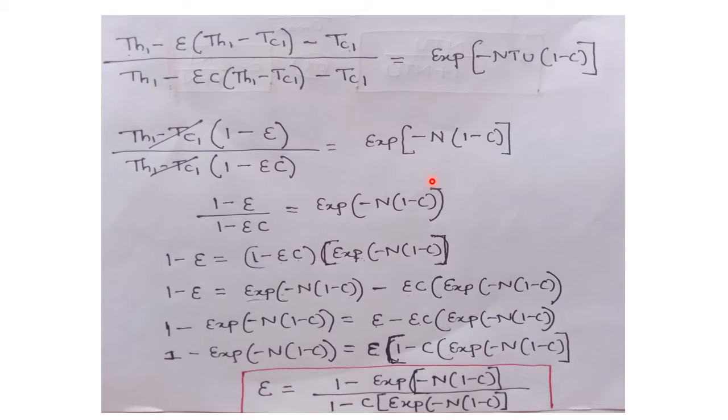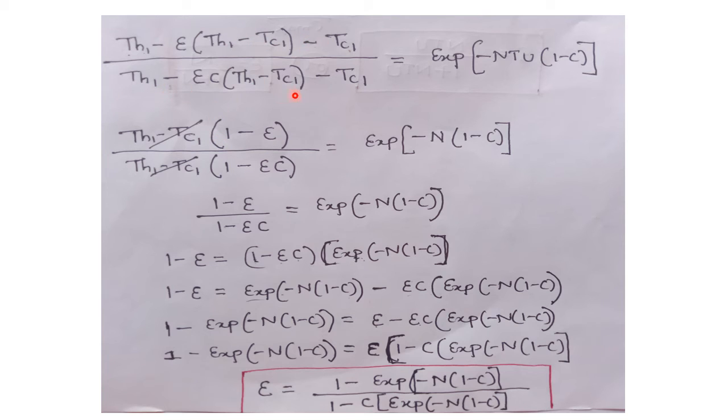So now next, (TH1 − ε(TH1 − TC1)) / (TH1 − ε·C(TH1 − TC1)) will be equal to the exponential of this term. TH1 − TC1 is common in both the numerator and the denominator, so I have taken TH1 − TC1 common. So this equation will be 1 − ε. If I solve this equation, I am going to get it in this form only.